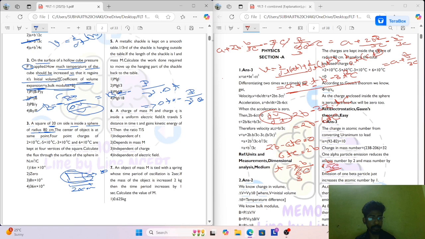What will be the total Q net here? First of all, you have to calculate this total Q net. It doesn't matter on which side it is kept. The total Q net you have to calculate. That means it will be equal to 2 minus 5 minus 3 plus 6. That means 2 minus 5 means minus 3, minus 3 minus 3 is minus 6, minus 6 plus 6 will be equal to 0. Therefore, we can say the flux will be equal to Q, meaning 0, by epsilon naught. The total flux will be equal to 0 only. Right? You have to remember this. You have to calculate the Q net in this case.